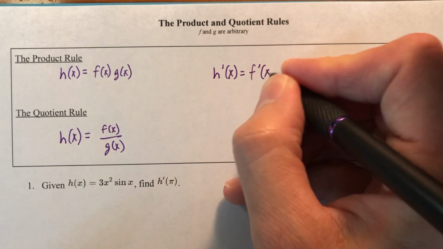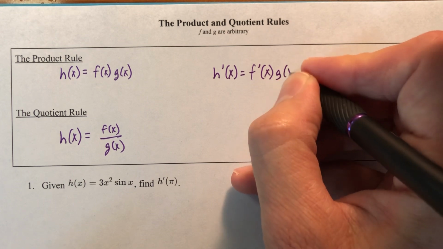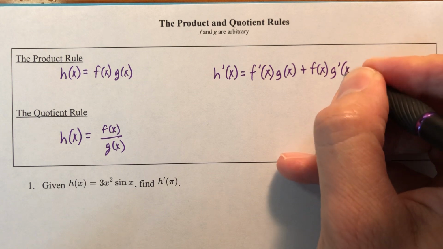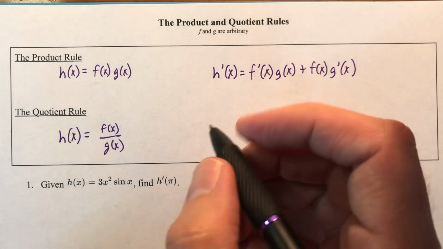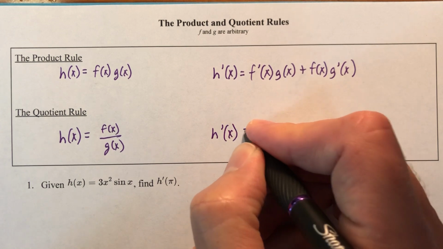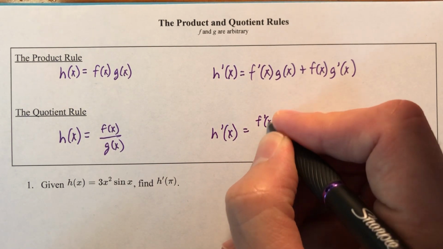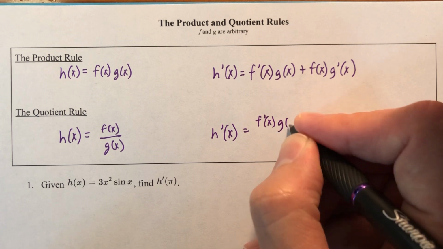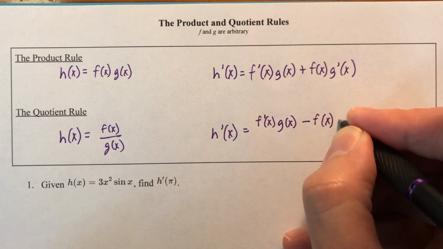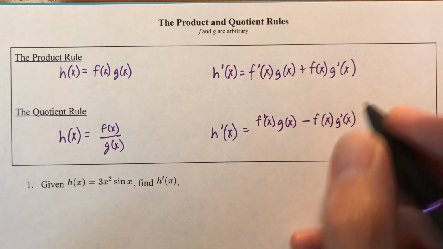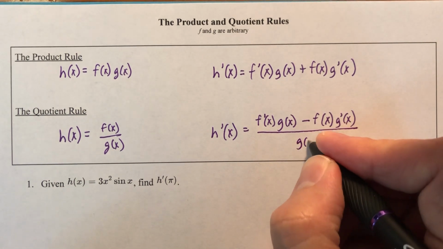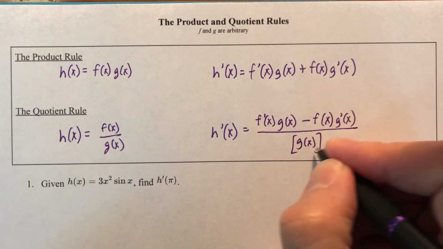f prime times g plus f times g prime. There's the rule. If I wanted to divide, here's the rule. f prime times g minus f times g prime. Starting to look familiar, isn't it? It looks like this one until I draw this. All divided by g all squared.